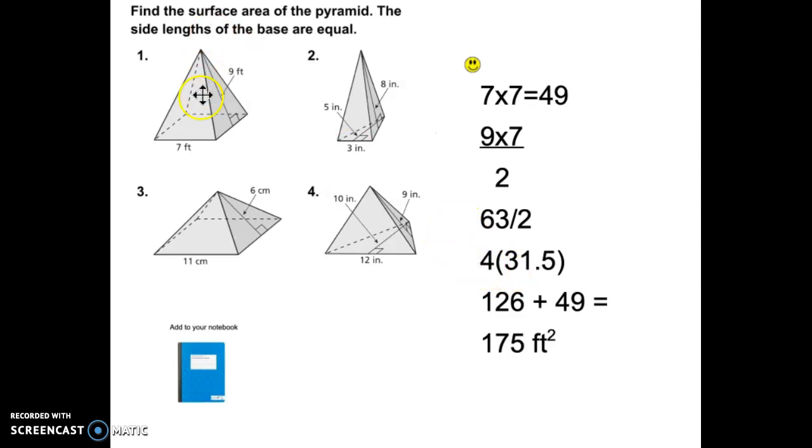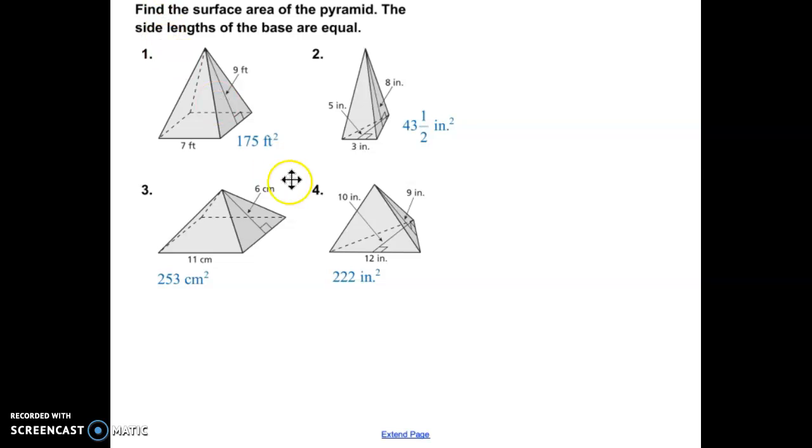If you can realize that this one would be multiplied by 3 since there's 3 sides, since the base is a triangle. All right, you do 2, 3, and 4 in your notebook and pause the video, and then I'll see you in a second with some answers. All right, so number 1 is 175 feet squared, just like we talked about. And then here are the answers for 2, 3, and 4.